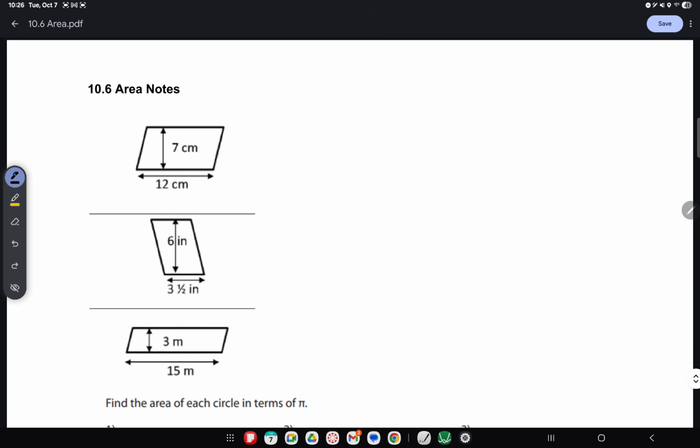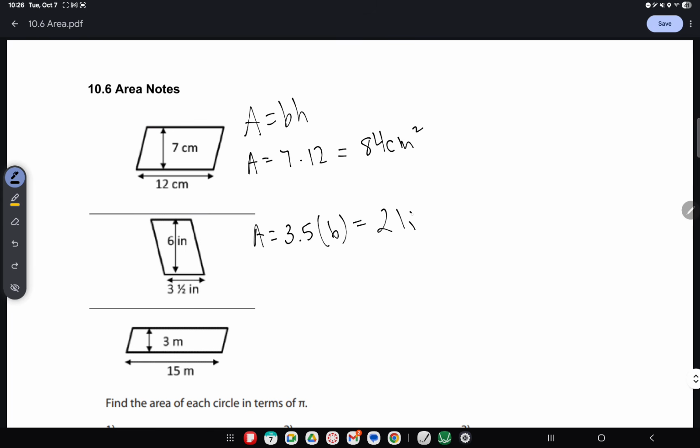I got some parallelograms here. So its area is base times height for all 3 of these. So area is 7 times 12, which is 84 centimeters squared. And the next one, we got the area is 3.5 times 6, which gives me 21 inches squared. And then this last one here, we got 3 times 15, which is 45 meters squared.